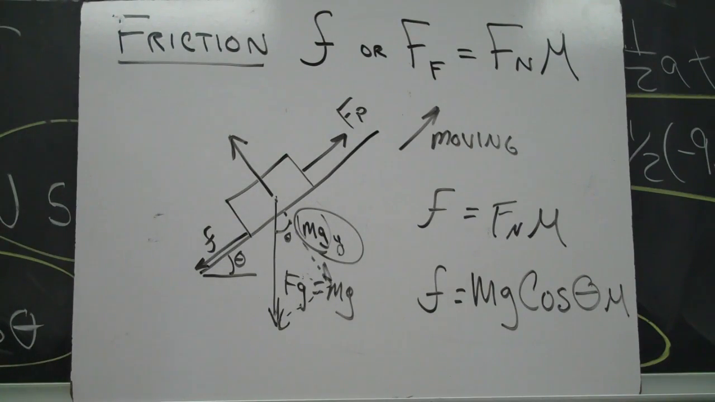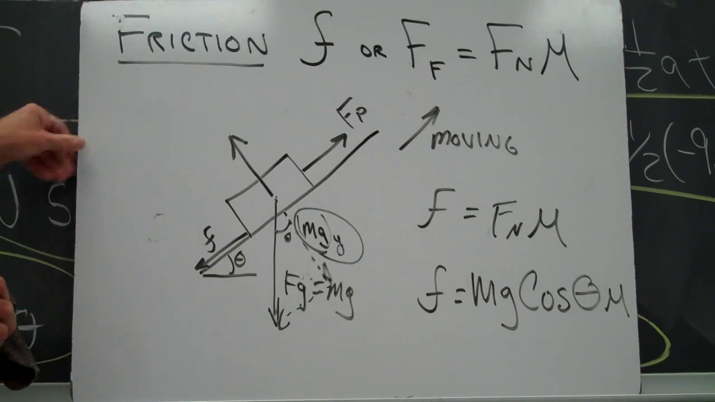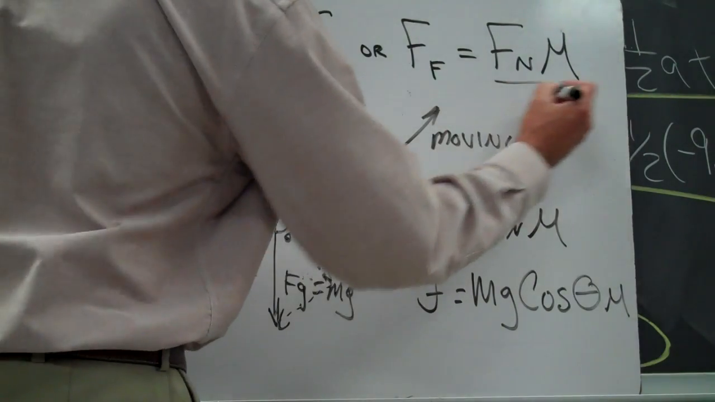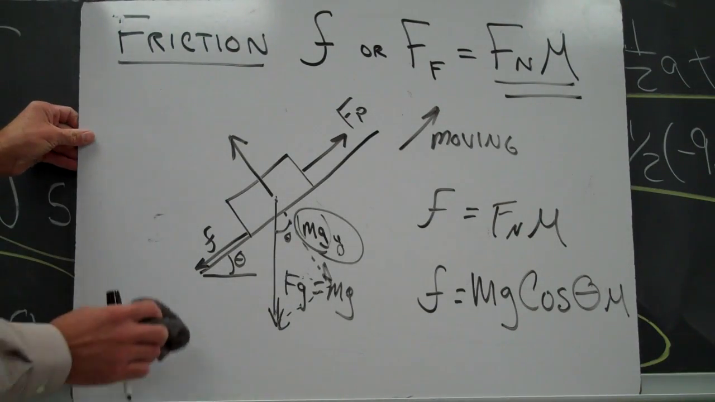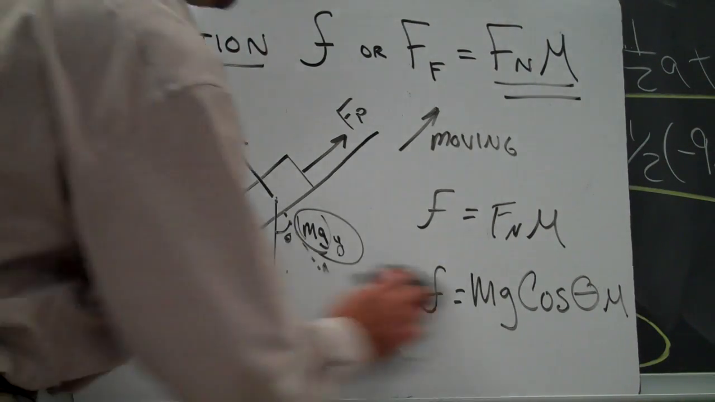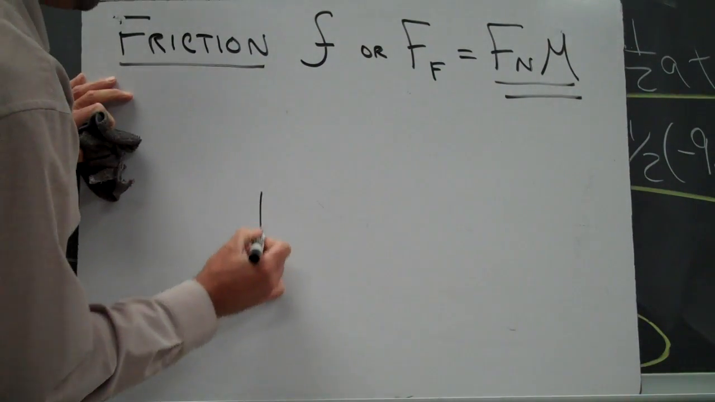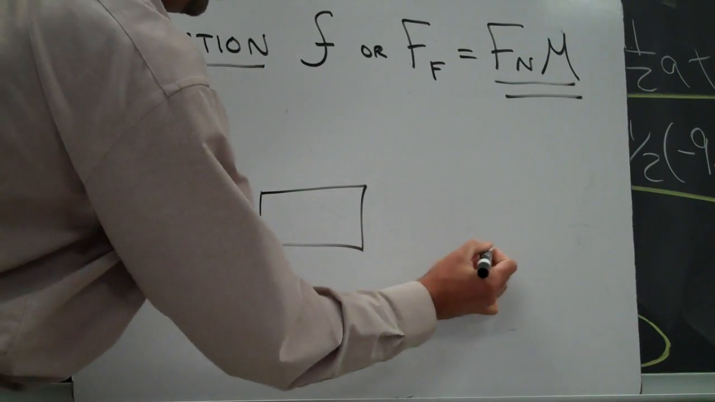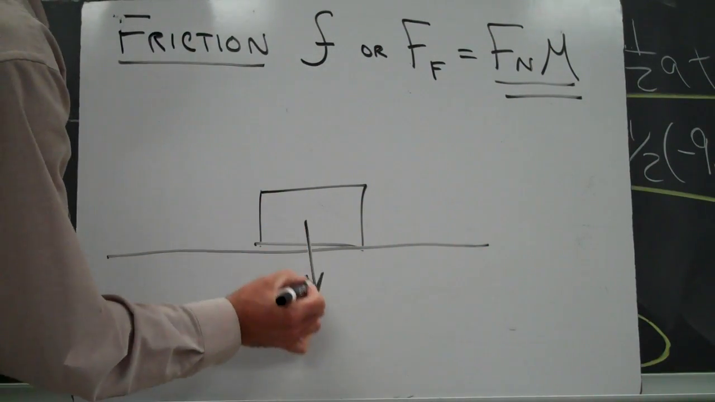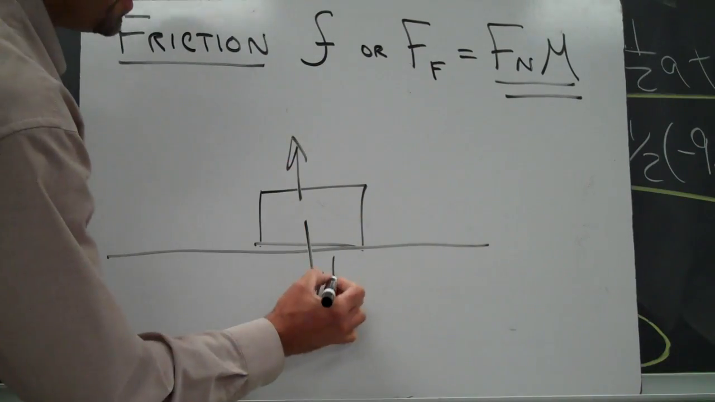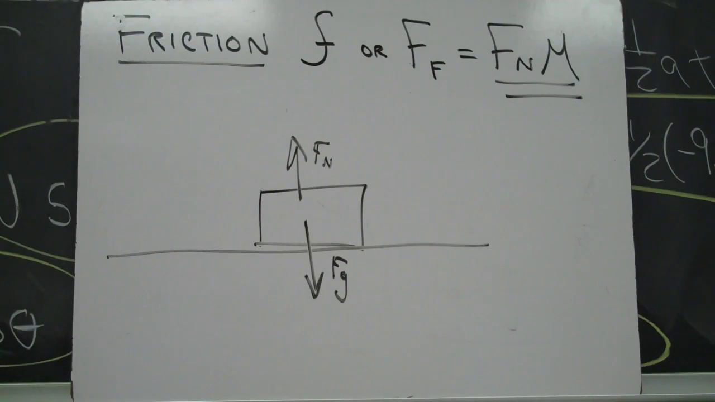Oftentimes, one of the conceptual questions you'll get is what's the frictional force when it's not moving? And I'll have students calculate it this way, which is incorrect. The simplest example of that is if we have the object laying flat and it wasn't moving, and I said, well, how much is the frictional force if there's no pull on it? You would say, well, the frictional force is 0.